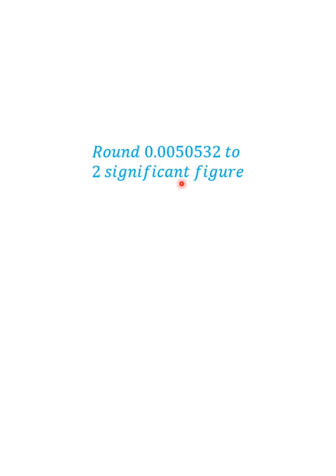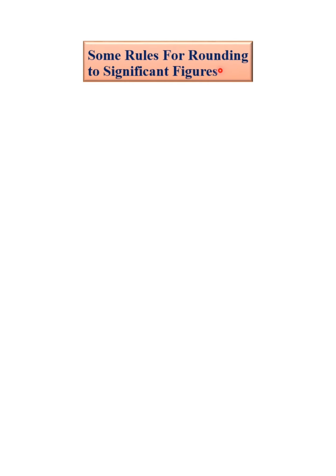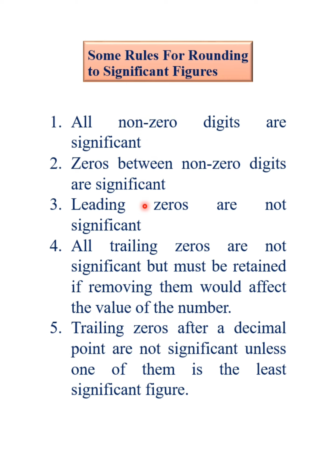I posted this question, and the variety of answers I received shows clearly that many people don't know how to operate significant figures. In this video, I want to look at some rules for rounding to significant figures. These are some of the guidelines that will help you to successfully round numbers to a given significant figure. There are 5 of them here, and I'm going to take them one after the other with examples.